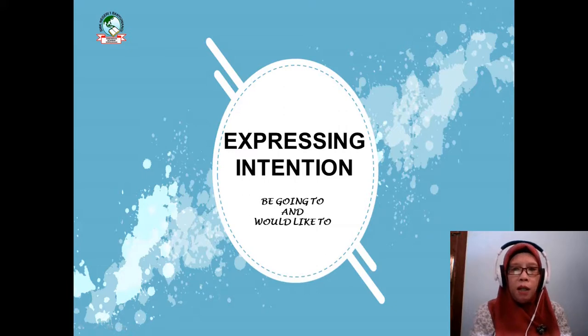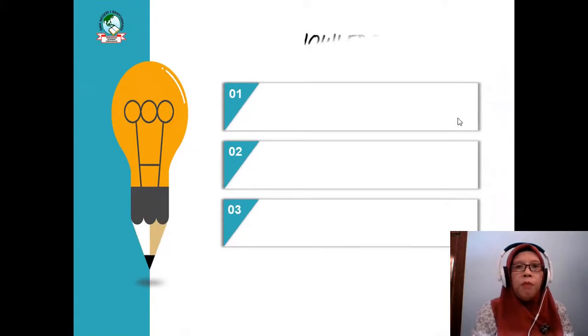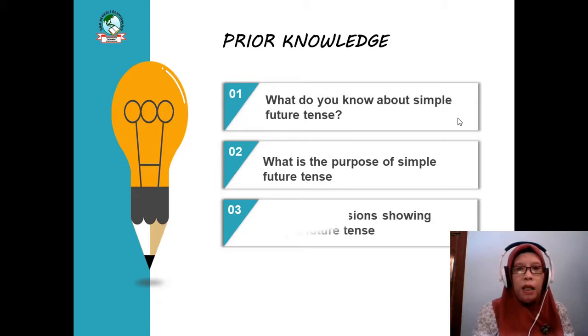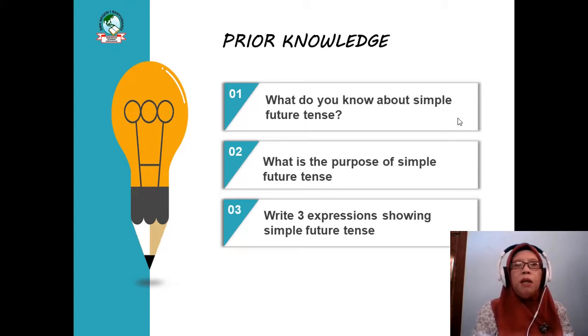In this meeting, I would like to discuss expressing intentions using the pattern be going to and would like to. Before we study expressing intention, first of all, you should know what simple future tense is. Second, you should know the purpose of simple future tense. And the last, you can say or write expressions showing simple future tense. Why? Because if you want to talk about expressing intention, you should know everything about it in simple future tense.